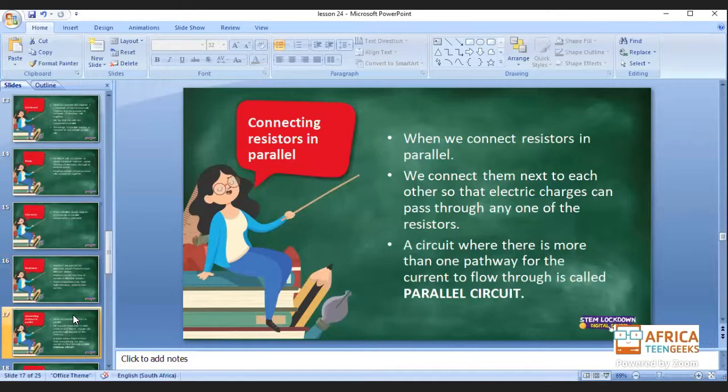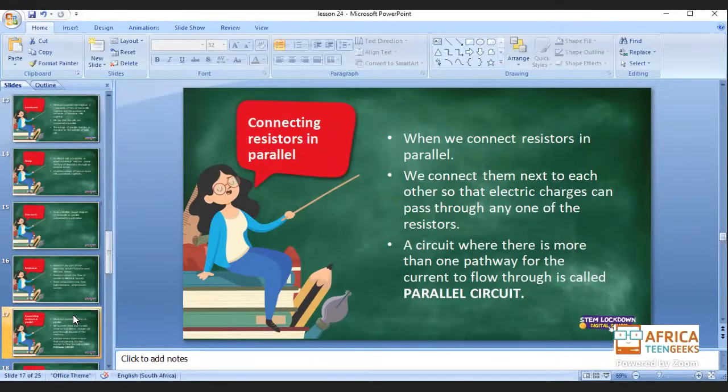Then, when connecting resistors in parallel, we connect them next to each other. We do not connect them in series, but we connect them next to each other so that electric charges can pass through any one of the resistors. A circuit where there is more than one pathway for the current to flow through is called a parallel circuit.